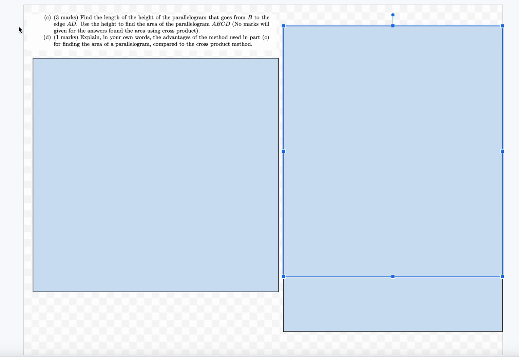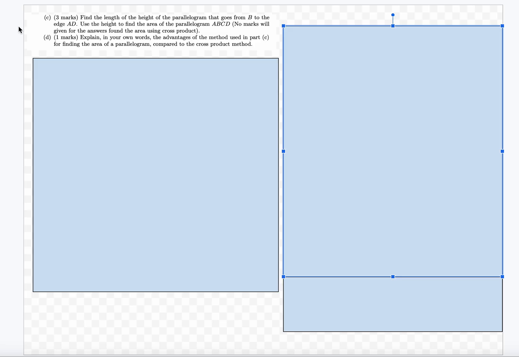Find the length of the height of the parallelogram that goes from B to the edge AD. Use the height to find the area of the parallelogram ABCD. Then explain in your own words the advantages of the method used in part C for finding the area of a parallelogram compared to the cross product method.